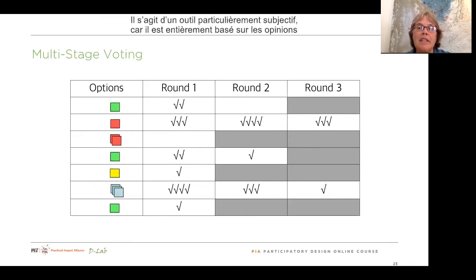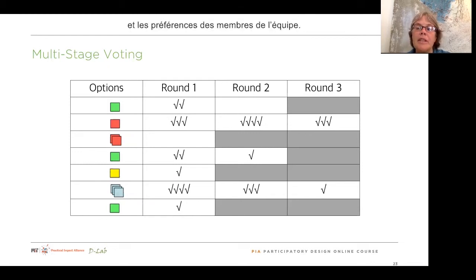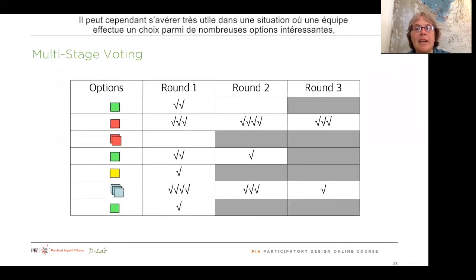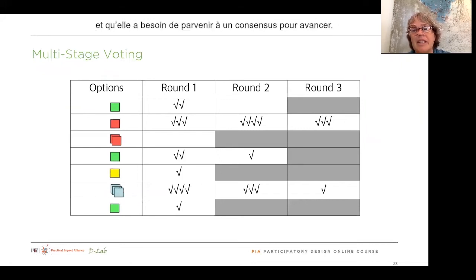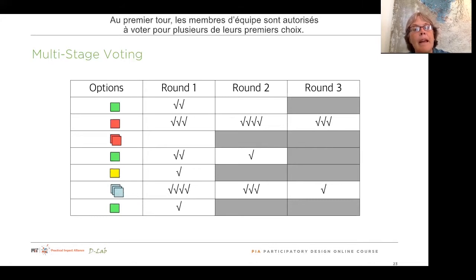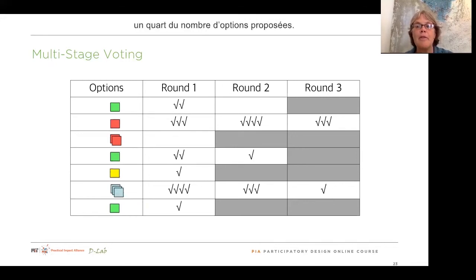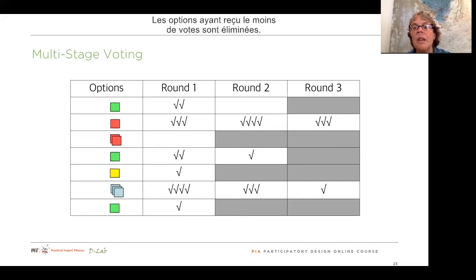It's a very subjective tool because it's based entirely on the team members' opinions and preferences, but it can be very useful in a situation where a team is choosing between many good options, and they just need consensus to move forward. In the first round, team members are allowed to vote for several of their top choices. The number of votes they have is usually about a third or a quarter of the number of options that there are.